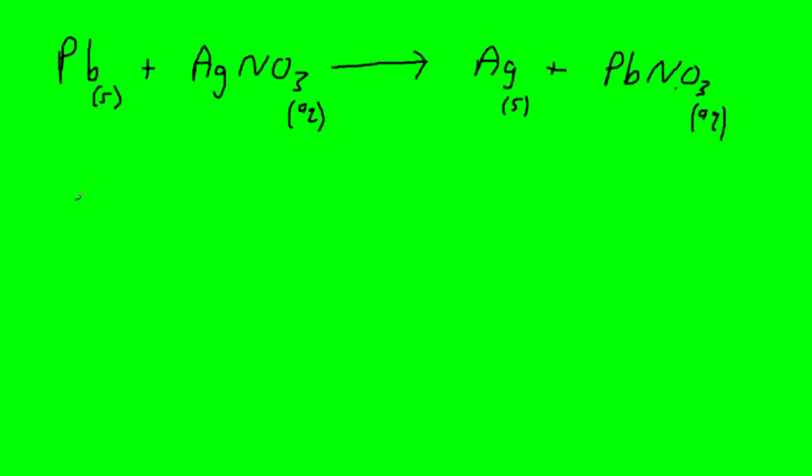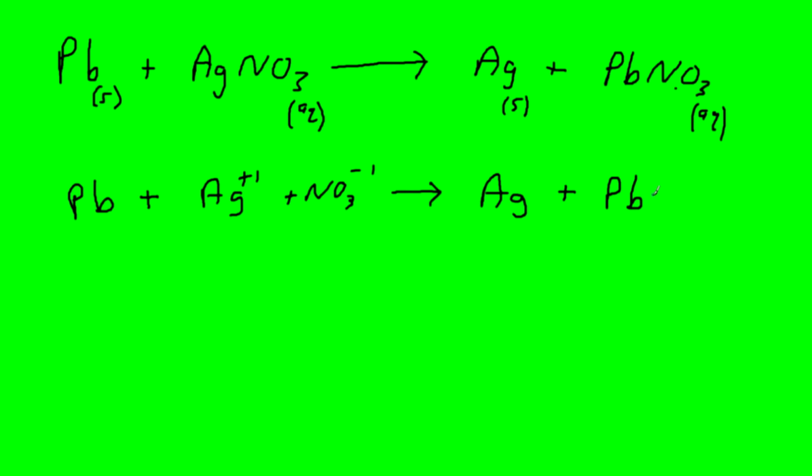So let's bring down, first let's separate all our AQs. So this lead is a solid, so we're going to leave it alone. We're going to split up this AQ. Silver is +1, NO3 is -1. And we have another solid. So the silver is going to end up being a solid, so we're going to leave it alone. And we're going to split up this lead nitrate.